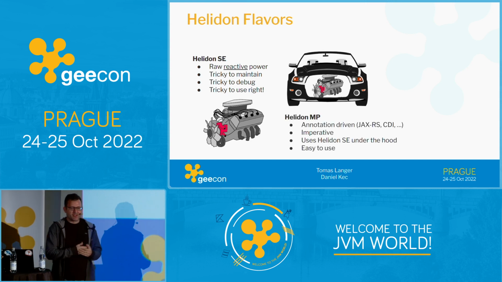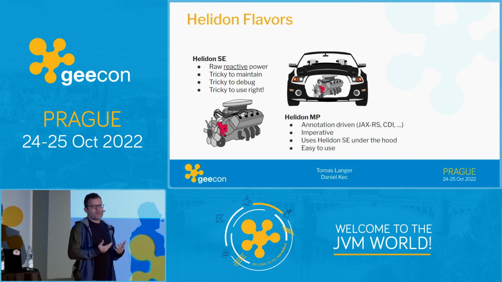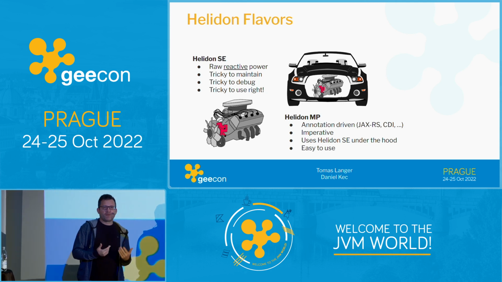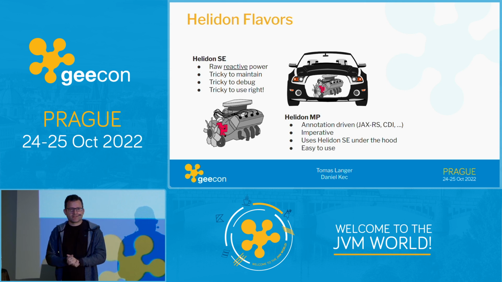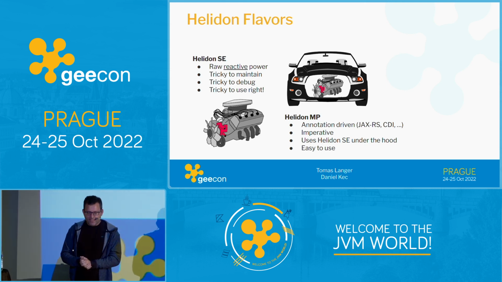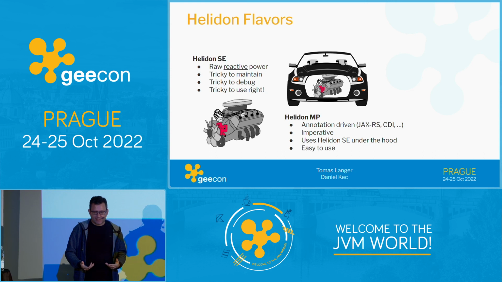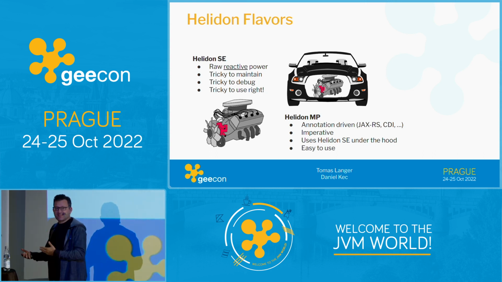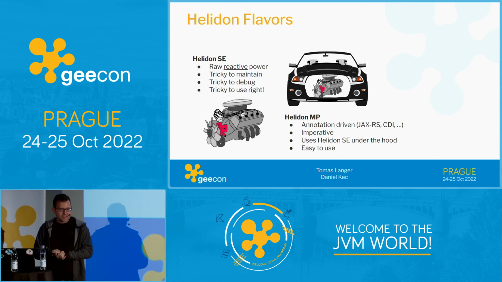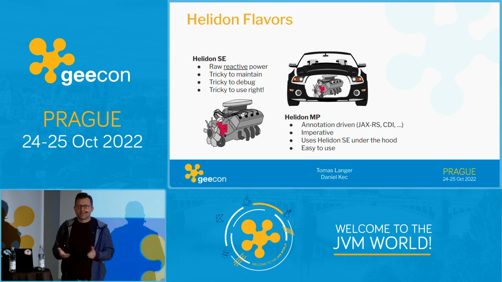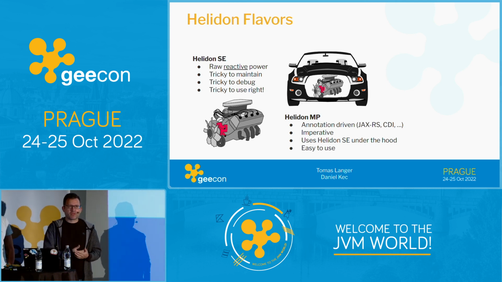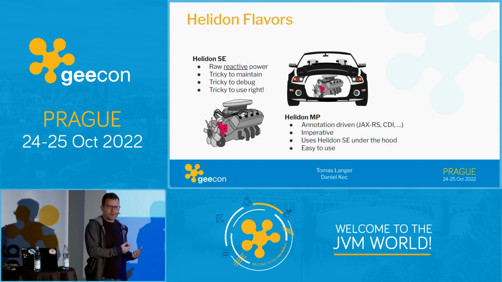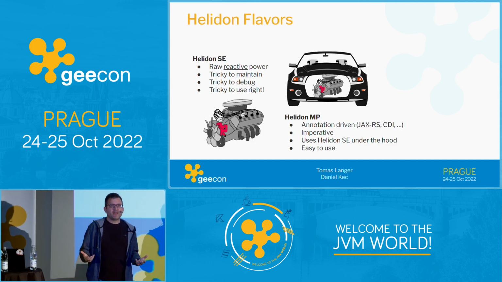Opposed to that, we have Helidon Microprofile, which provides that ease of use for a programmer. You can use annotations based on JAX-RS. The core is CDI. So the imperative design is easy to write. It uses Helidon SE, the reactive web server, under the hood. But of course, there are also some trade-offs. In this case, it's a blocking environment. So if you block, you cannot do as many concurrent requests as you can do with a pure Helidon SE implementation.